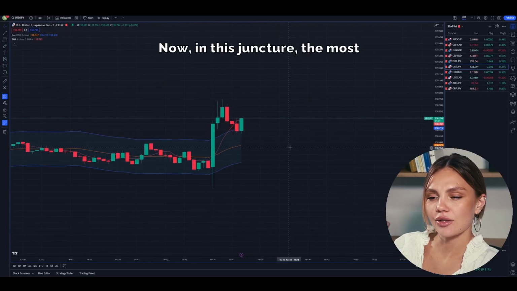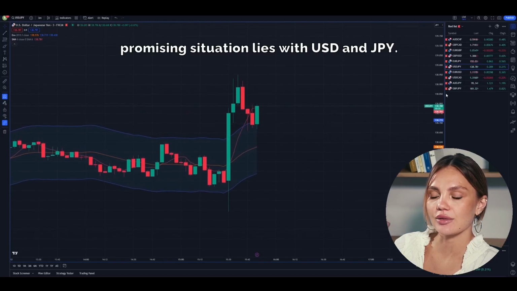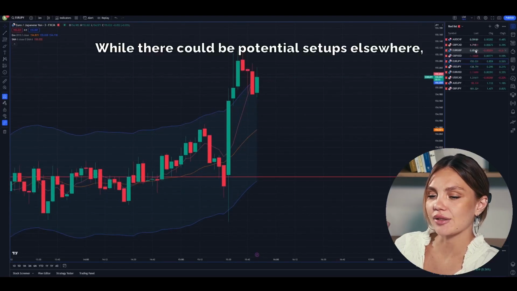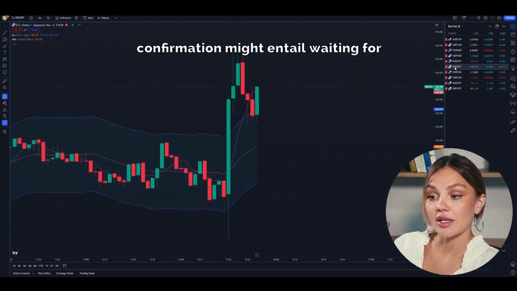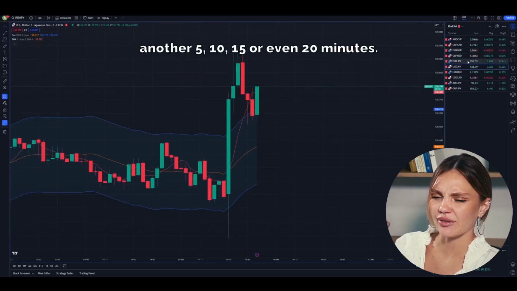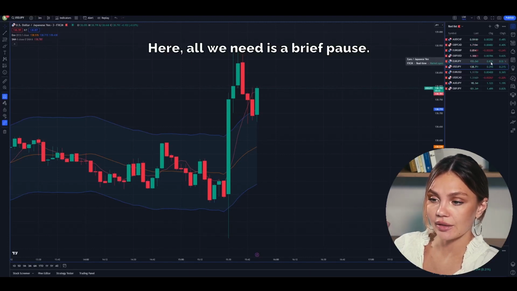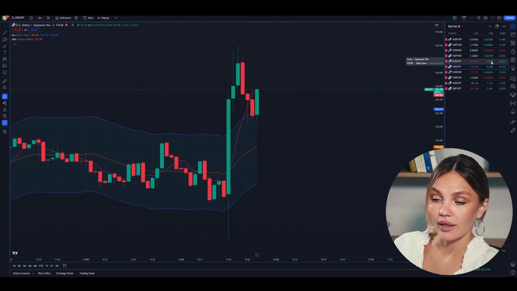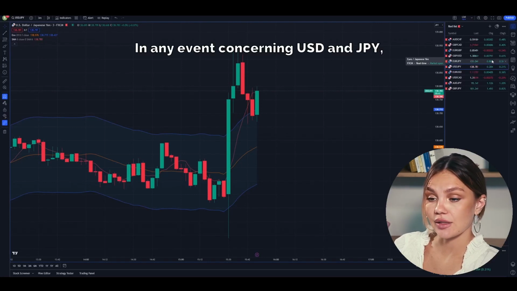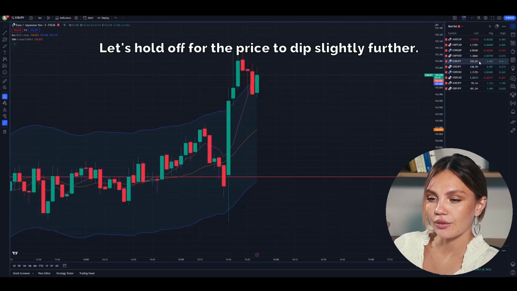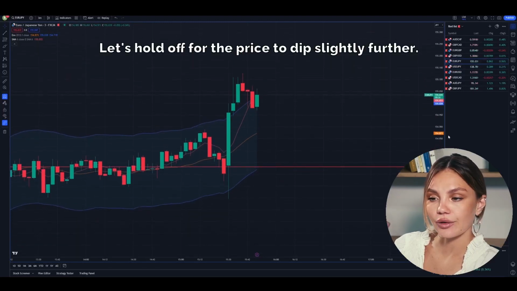Now, at this juncture, the most promising situation lies with USD and Japanese yen. While there could be potential setups elsewhere, confirmation might entail waiting for another 5, 10, 15, or even 20 minutes. Here, all we need is a brief pause. In any event concerning USD and Japanese yen, we're on the brink of a position entry. Let's hold off for the price to dip slightly further.